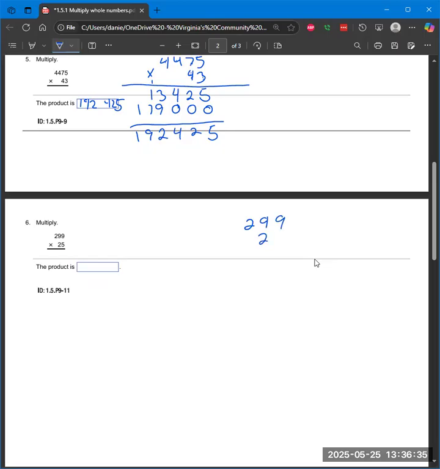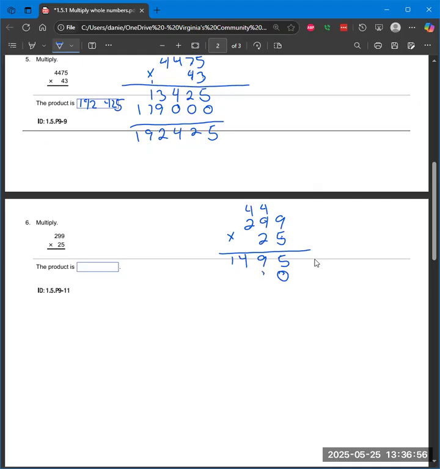And then we'll wrap up with 299 times 25. 5 times 9 is 45. 5 times 9 is 45, plus 4 is 49. 5 times 2 is 10, plus 4 is 14. Put a 0 in the 1 spot.